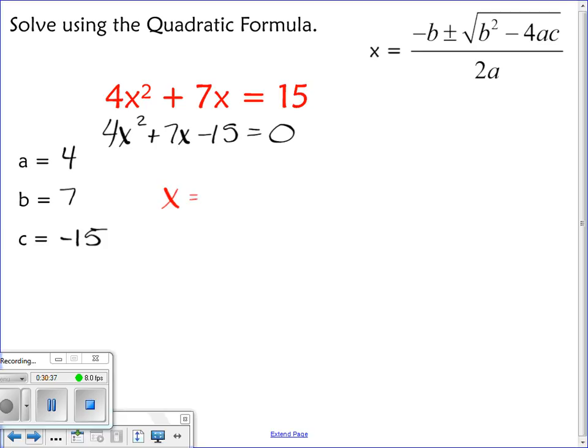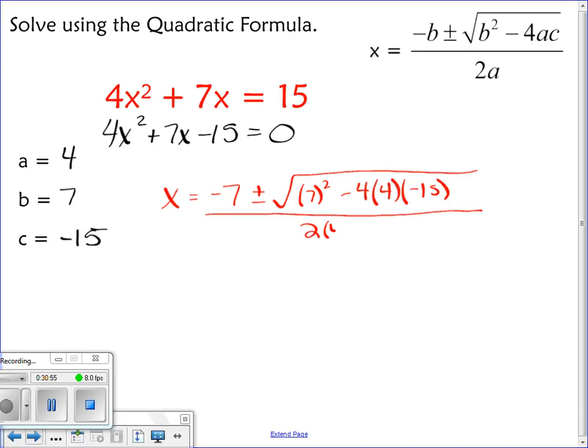All right, so x equals this formula. Negative b plus or minus the square root of 7 squared minus 4 times a times c, all over 2 times a. You're doubting yourself, huh? What'd you have under there? What'd you have under the radical? What'd you get? 289. All over 8.